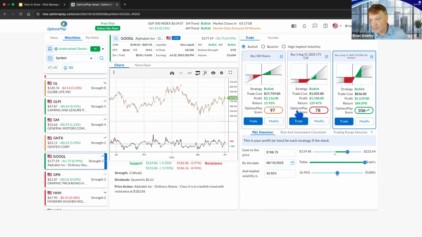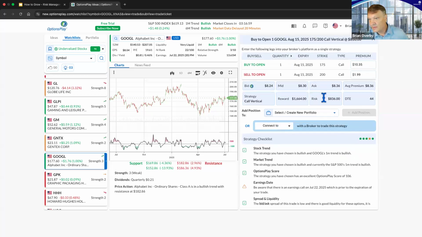It's obviously very liquid. We're going to look at going out 44 days, trading at $8. Yeah, so here more than 2 to 1 in this risk reward scenario. So 1,664 divided by 836. Yeah, almost 2 to 1 exactly.